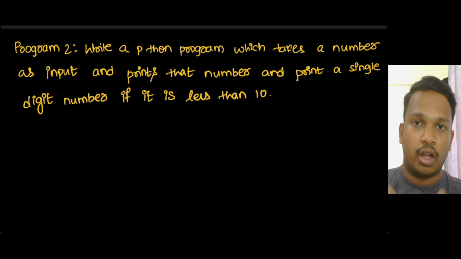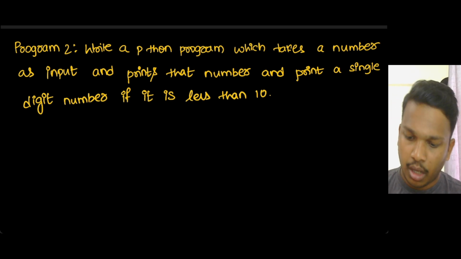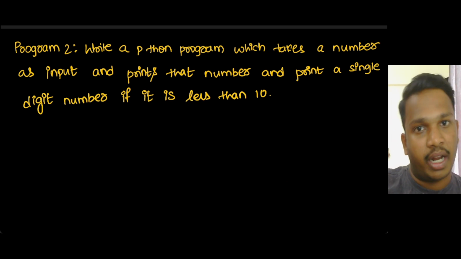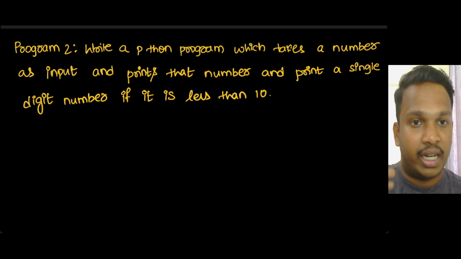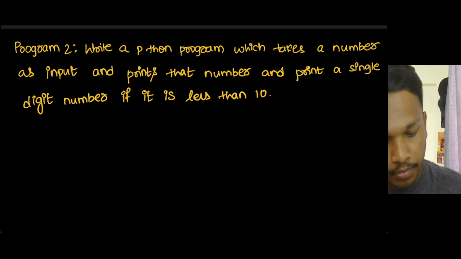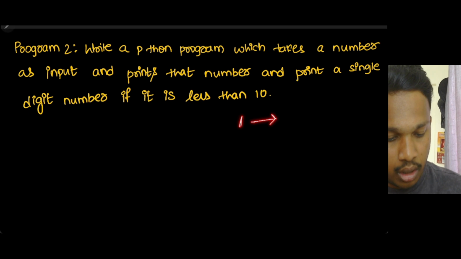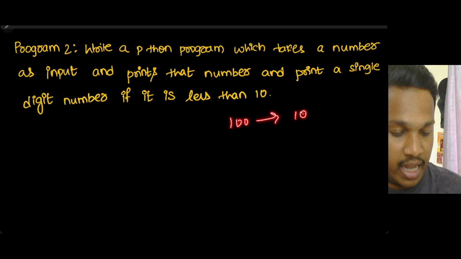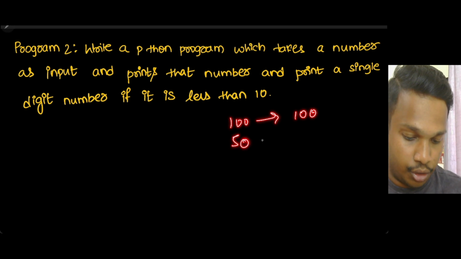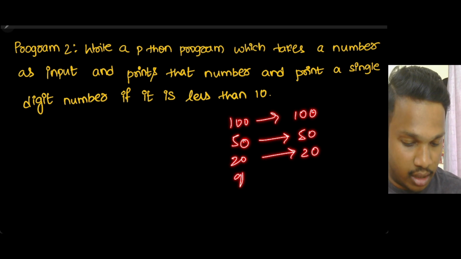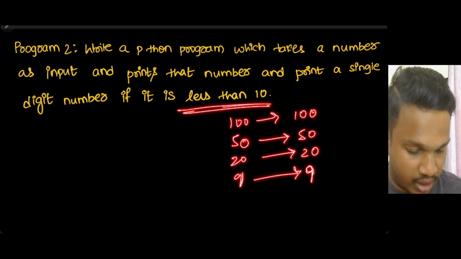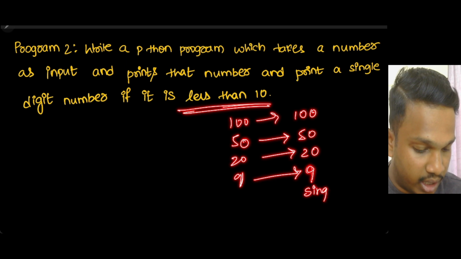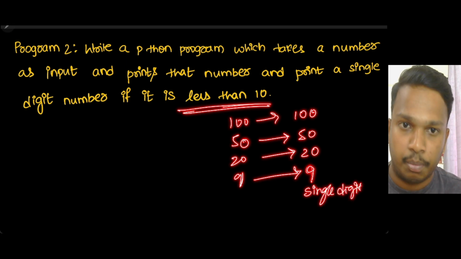This is our second video on conditional statements programs. In this program, we need to write a Python program which takes a number as input and prints the number, and prints a single digit number in case of a number less than 10 only. What they are telling means, if the input is 100, you should print 100 as it is. If it is 50, print 50 as it is. If it is 20, print 20 as it is. If it is 9, a number which is less than 10, you should print 9 first, and print that it is a single digit number.